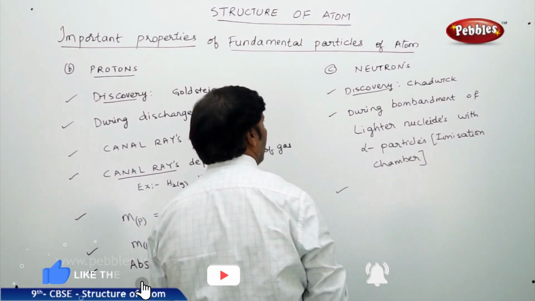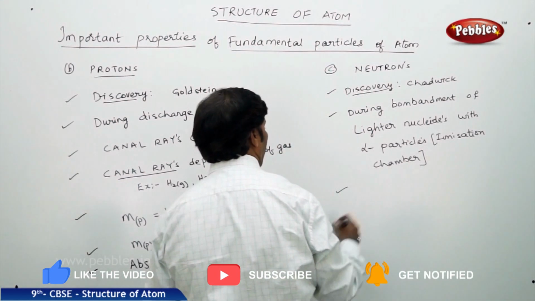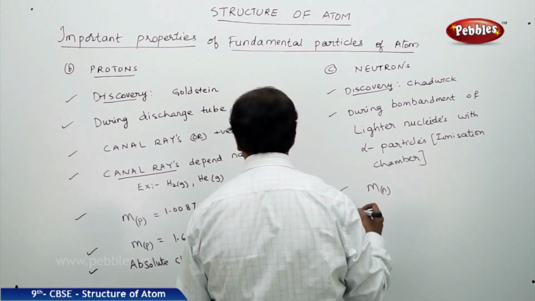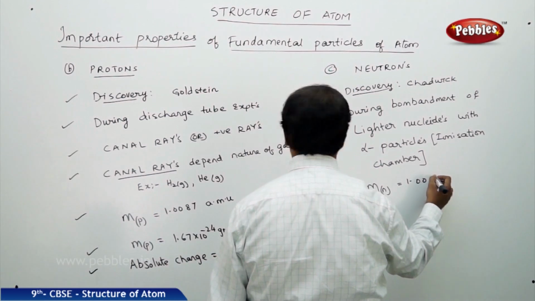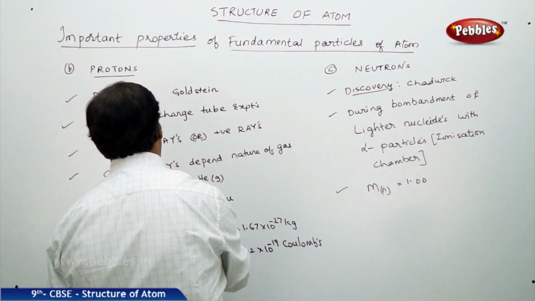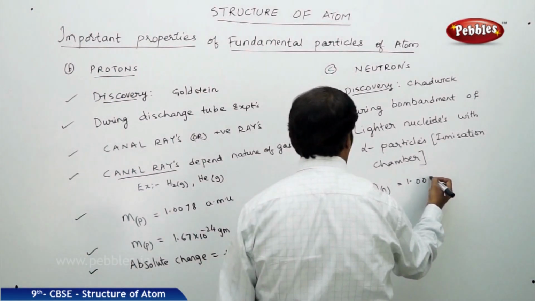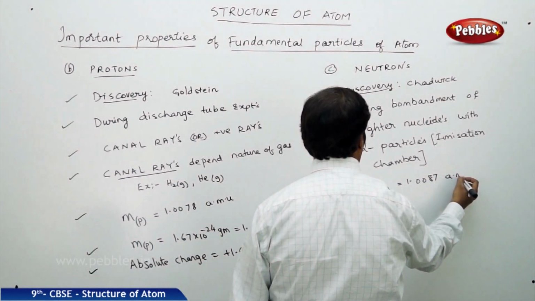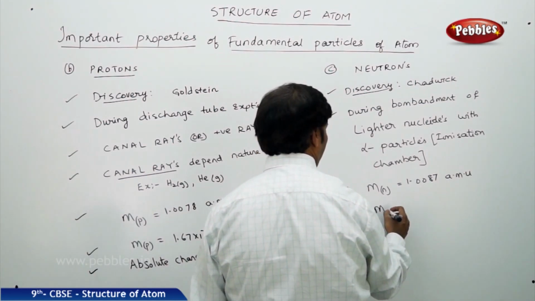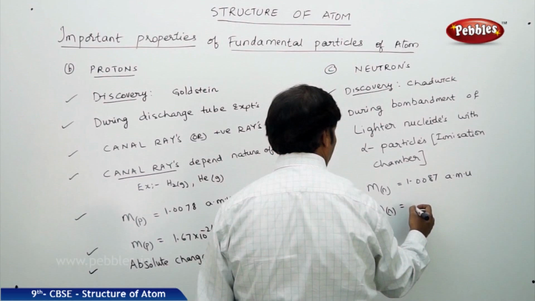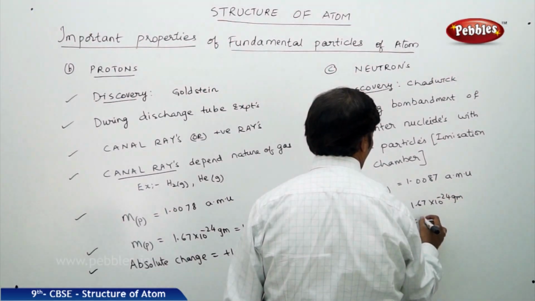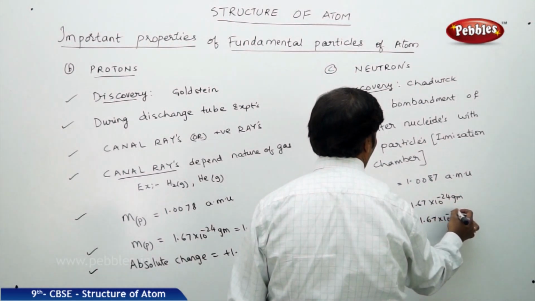If you take the mass of a neutron as absolute mass, normally we can take it as 1.00, here I can take 78 AMU, here I can take 87 AMU. And the mass of a neutron, absolute mass in terms of kg or grams, is almost the same. So the mass of a neutron is 1.67 x 10^-24 grams, which is equal to 1.67 x 10^-27 kg.